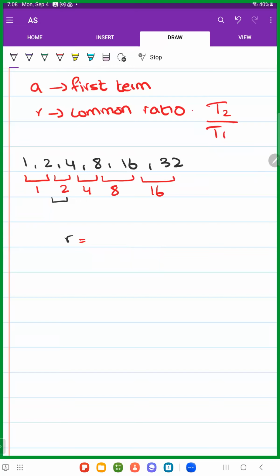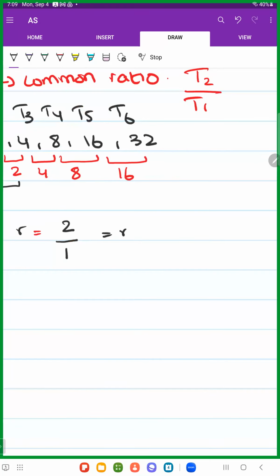For example, over here, we have T1, T2, T3, T4, T5 and T6. By T, I mean term. So we can do T2 upon T1. T2 is 2 upon 1. So this is the common ratio, this is your R. My R's value is 2.